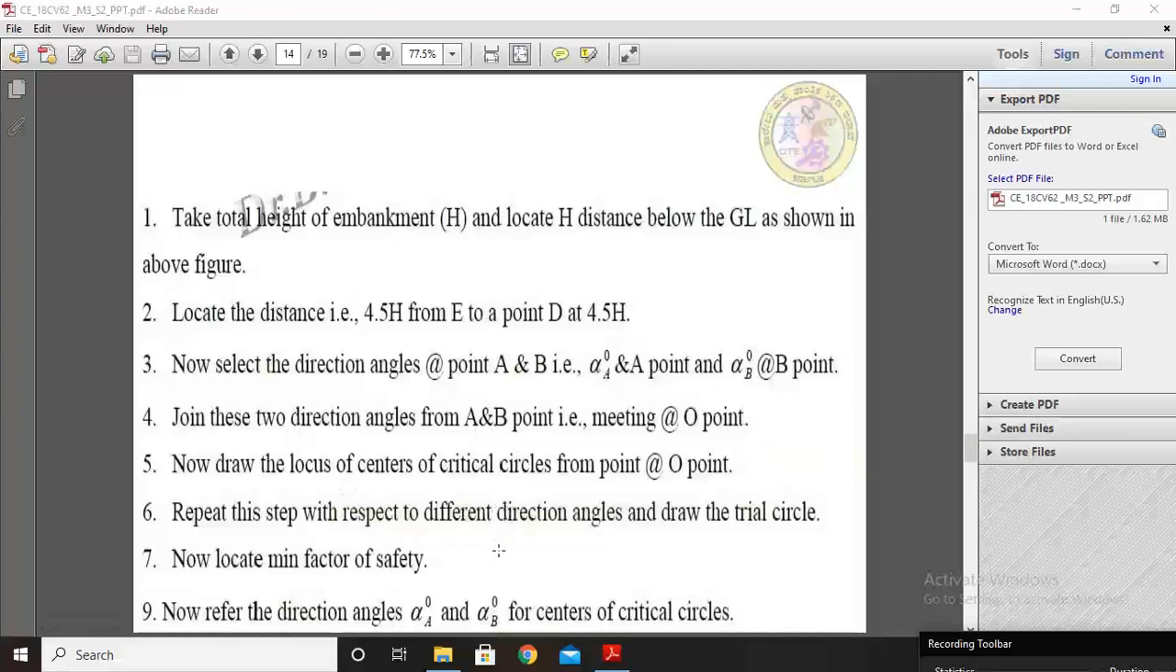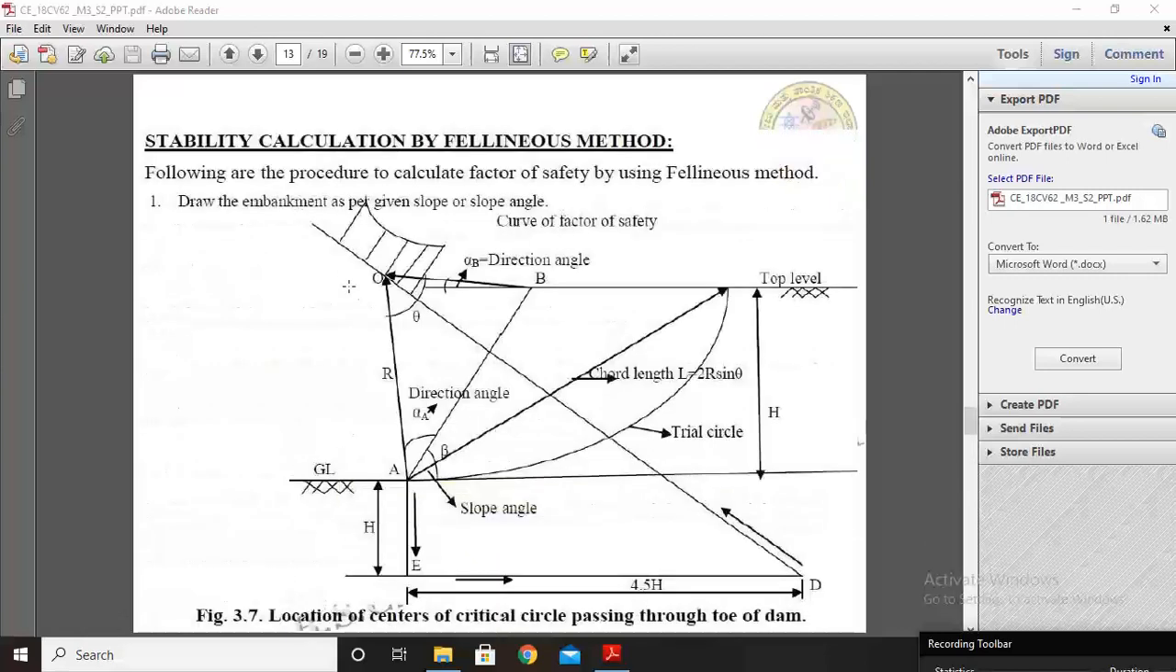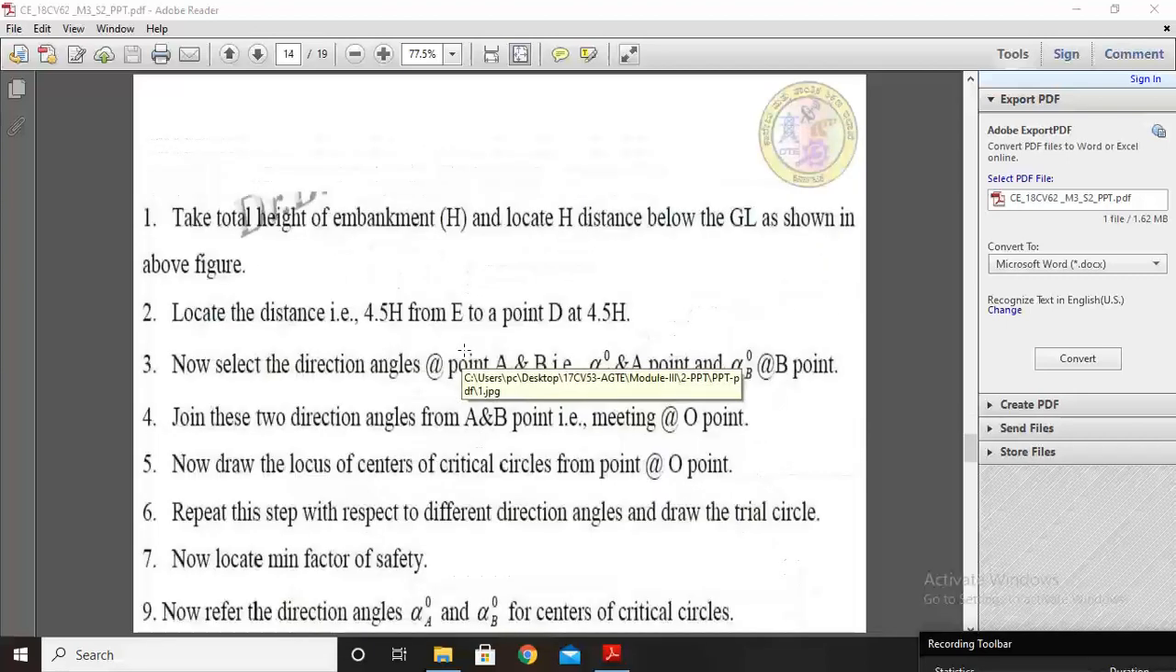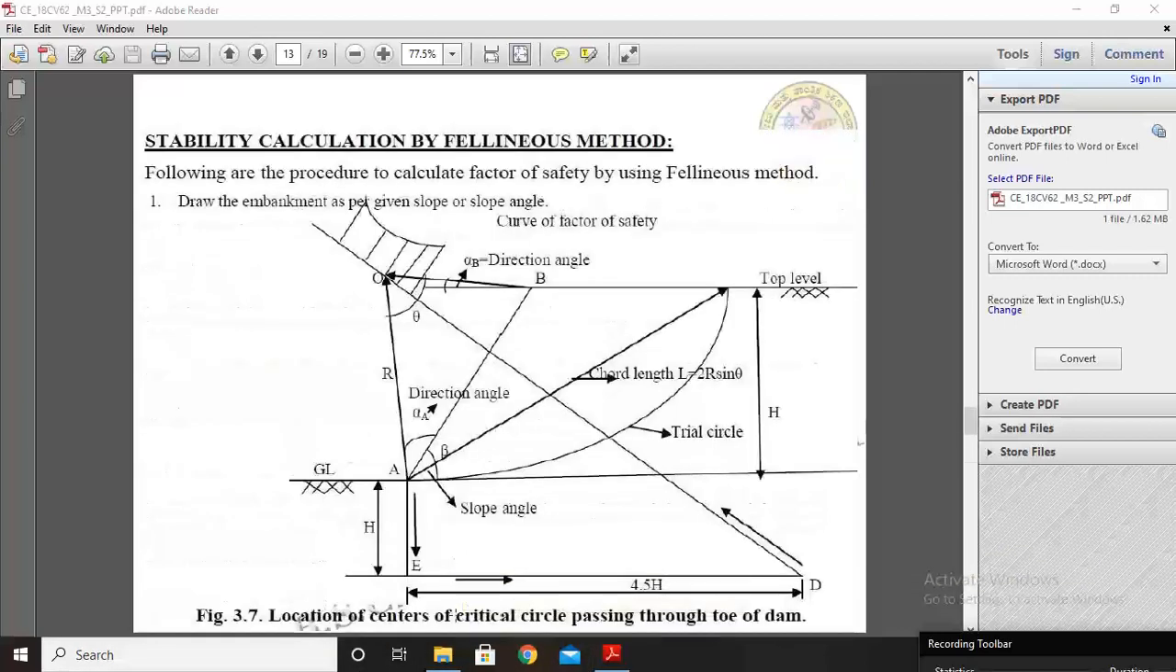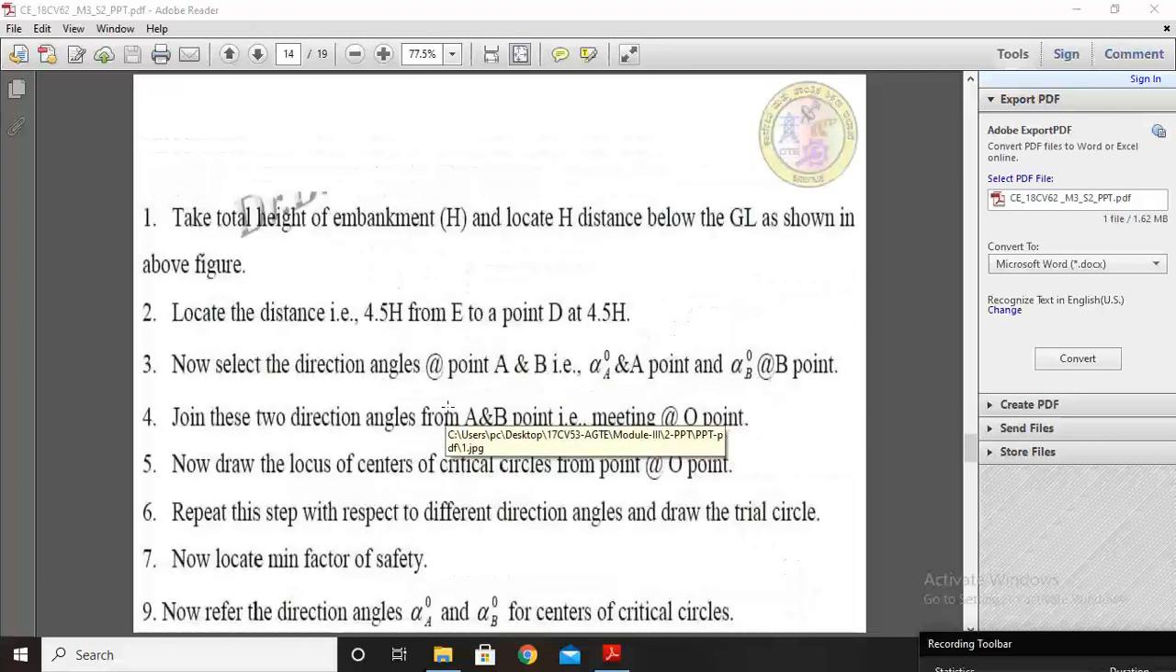Okay, join these two direction angles from the A and B points, that is, meeting at O. Next step, draw the locus of centers of critical circles from the O point, that is, this locus of slip circles, that is the factor of safety. Repeat this step with respect to different direction angles and draw the trial circles. Now locate the minimum factor of safety. Where there is a minimum factor of safety, that is the actual factor of safety.